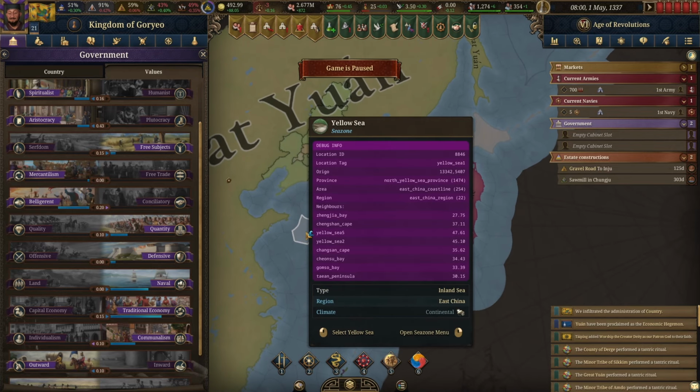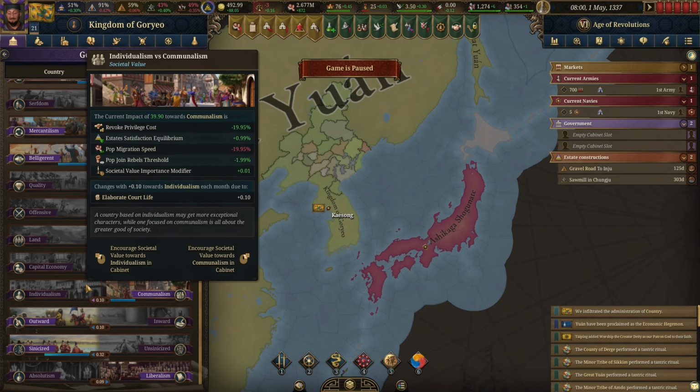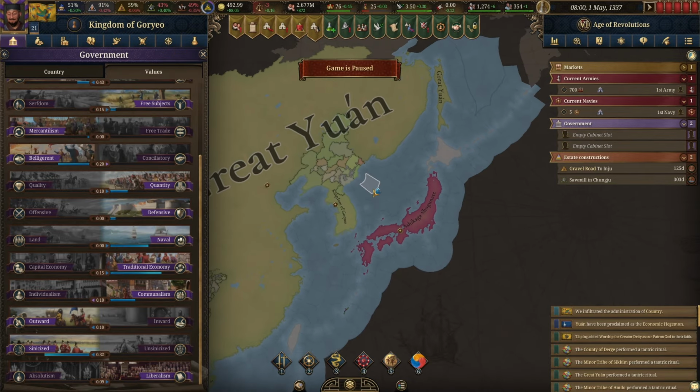But either way, I think we'll leave it here for today. We've done these 4. Next time we'll probably do capital economics, traditional economics, individualism, communalism, outward, inward, and of course land versus navy.